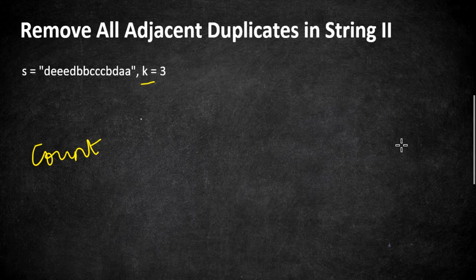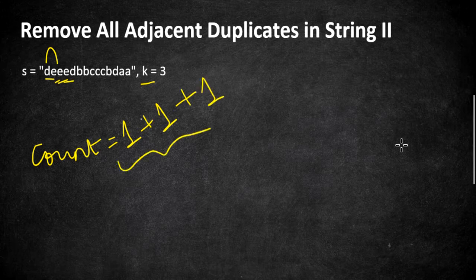Now starting from our first character D, the count is going to become 1. The next character is E. E and D are not equal, so in that case the count is going to stay 1 as such. Moving on, the next character is again E, so we are going to add one more 1 to the count. The next character is again E, so we add one more 1. Now our count has become 3 and our k is equal to 3, which means we have found a substring which has repeated characters k times.